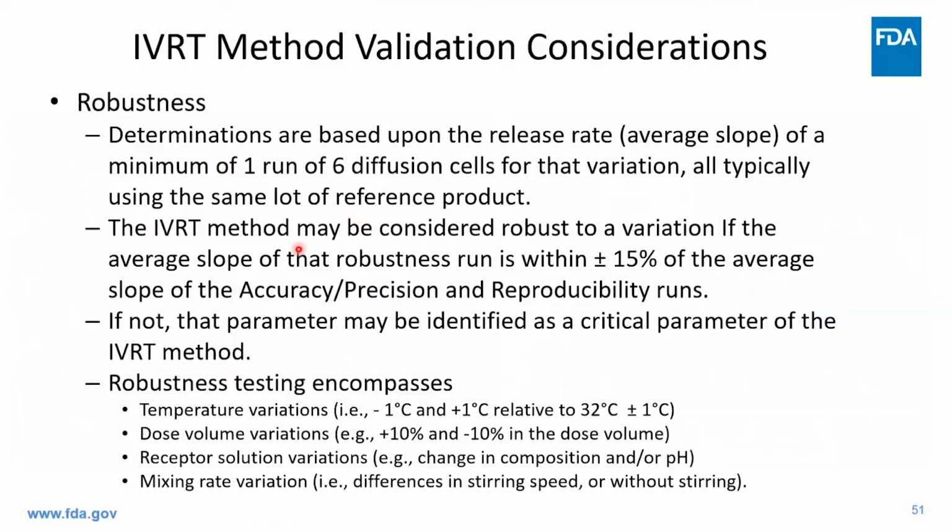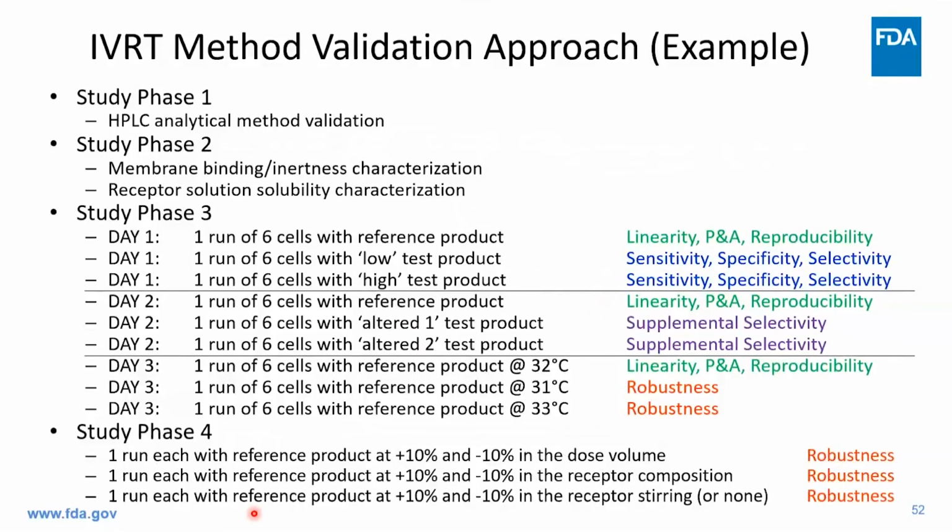And an IVRT method can be considered robust to the variation if the average slope of that robustness run is within plus or minus 15% of the average slope of the accuracy, the PNA runs, the reproducibility runs that you've had. If not, then that parameter may be identified as a critical parameter for the IVRT method. You've got to control it. You can't vary that. And so there's a few things that you can look at during robustness testing. So how does this look kind of as an overview?